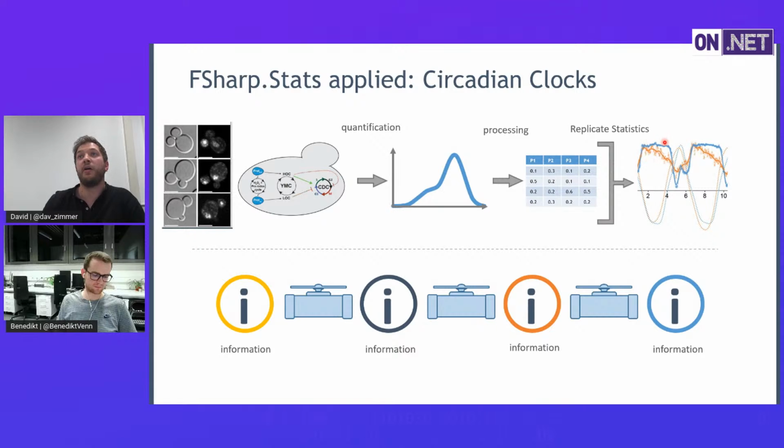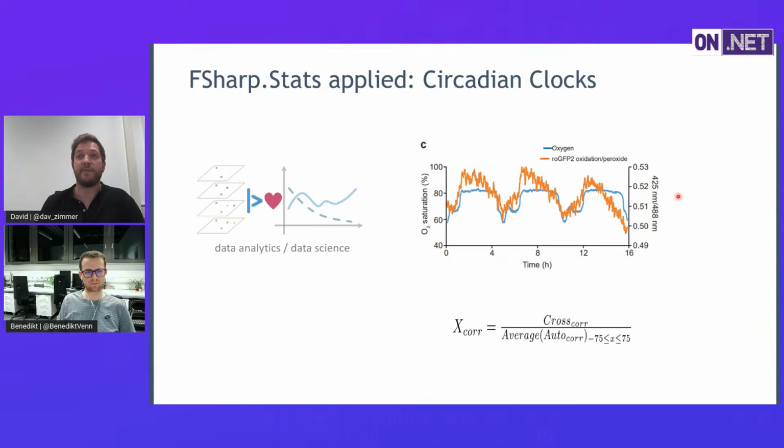And then you see here two different traces. In this case, one trace is oxygen, and the other trace is a metabolite as a proxy for the oxygen consumption in the cell, or the availability of the oxygen. And now I can show you how you can expect to reproduce this part with FSharp.Stats.